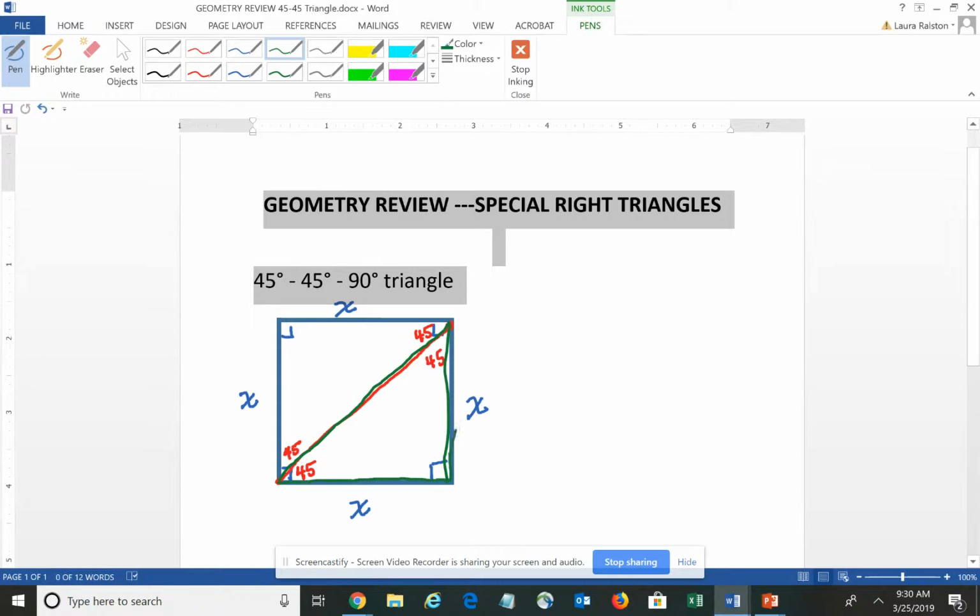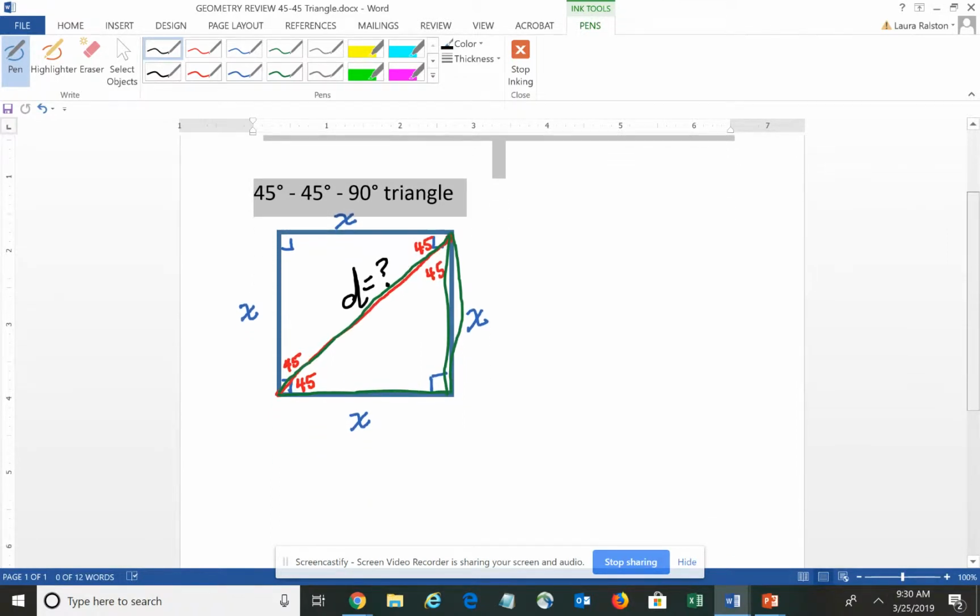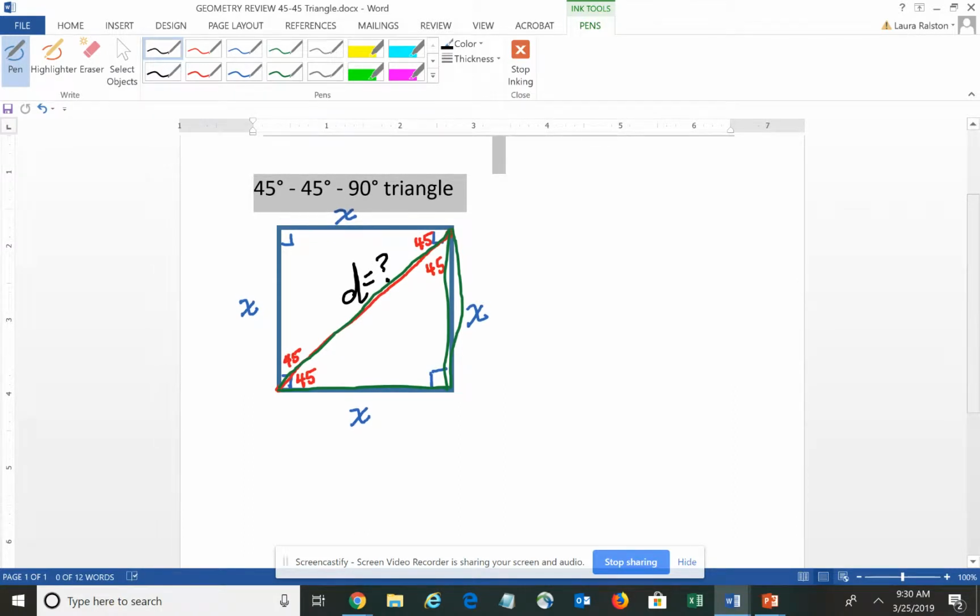Now we have a 45, 45, 90 triangle, and we know that each leg has a length of x. What we do not know is the hypotenuse, which is represented by the diagonal. So this is our unknown. I'm going to use D for diagonal. We don't know what that equals. But if we use the Pythagorean theorem, we can develop a relationship between the legs and the diagonal.